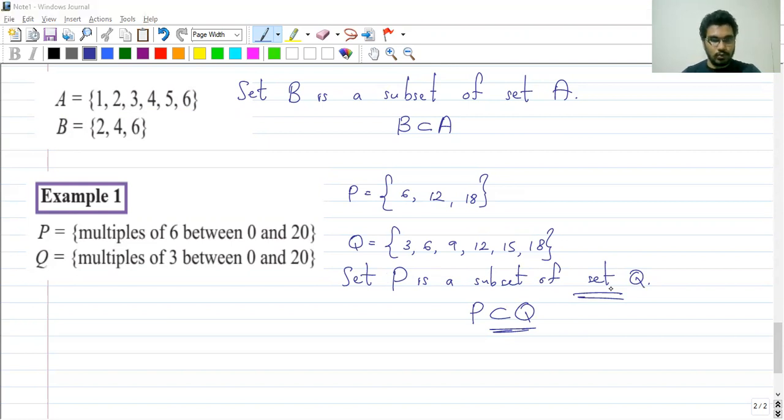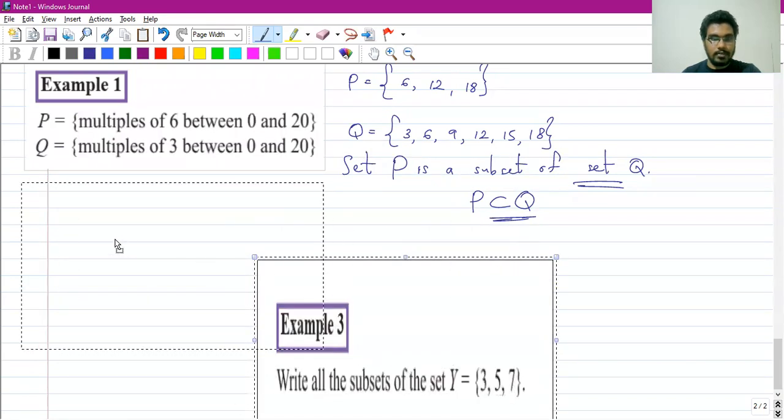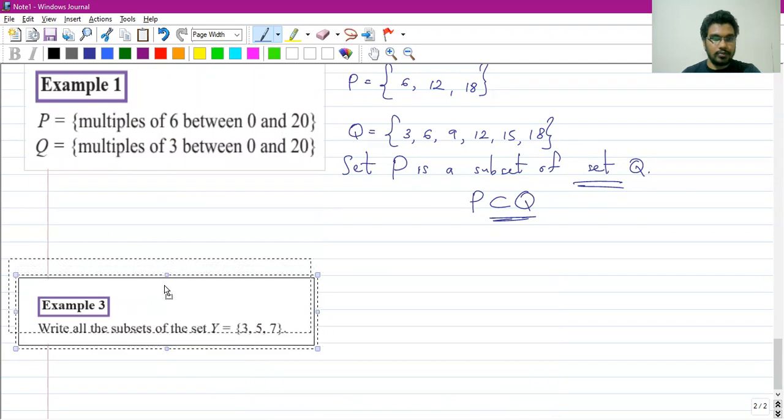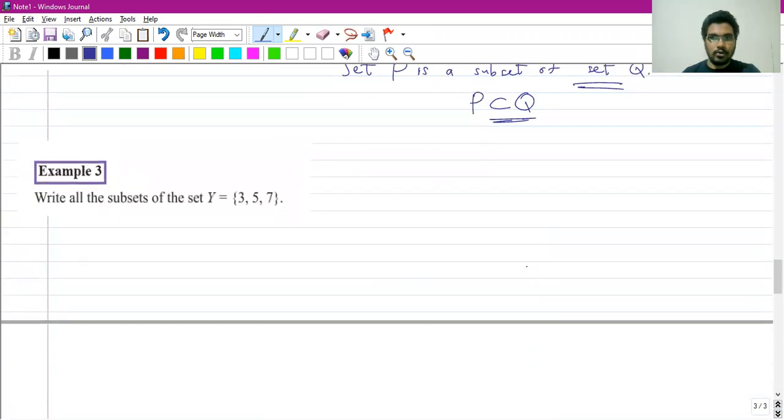Shall we move to, yes, shall we move to example number 3? Example number 3. So it is a little bit different question, so I will explain it to you. What they ask is, write all the subsets. Now they do not ask whether this one is a subset of the other one. Now they ask to write all the subsets of the set Y, {3, 5, 7}.